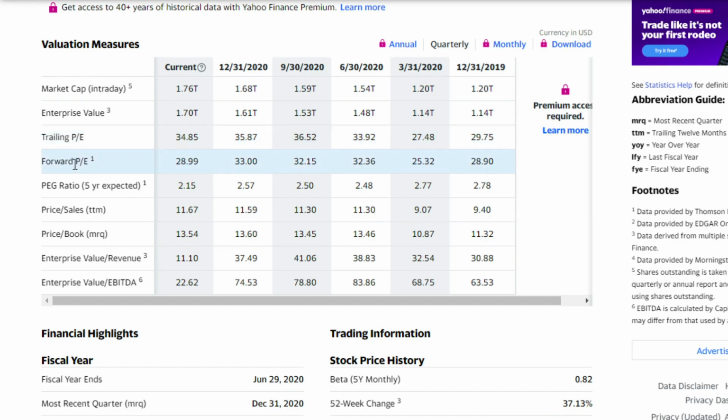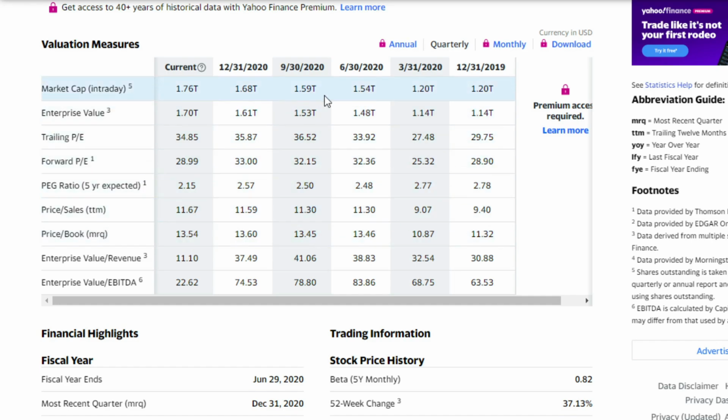Same thing on the forward PE, although in this case, if we go back to December at 28.90, you're actually trading under. So Microsoft could be one of those companies where the EPS is building, and even though you're paying more from a look-back standpoint, the forward PE, which is arguably more important, is about flat, if not cheaper than the past couple quarters. Then depending on if you're interested, you have PEG ratio, price to sales, price to book.